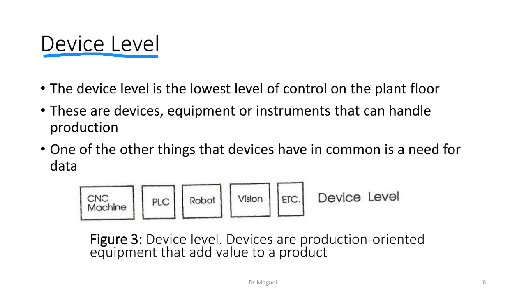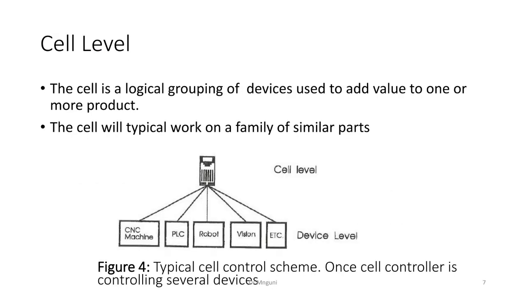Okay, and now we move to the next level, which is our cell level. And this is our cell level. Remember, this is the second level after the device level. Now, the cell level is a logical grouping of devices used to add value to one or more products. The cell consists of various dissimilar devices, and the cell will typically work on a family of similar parts.